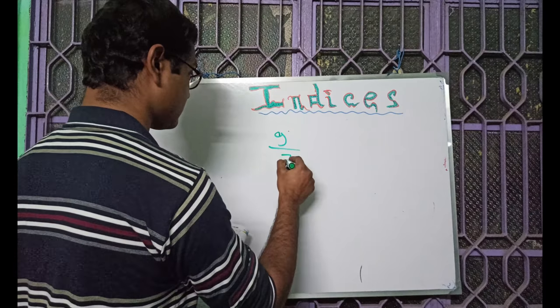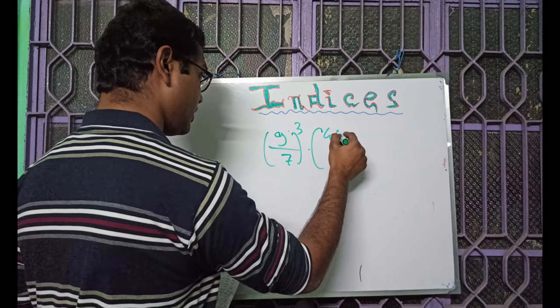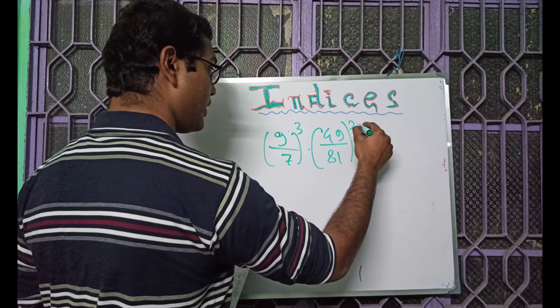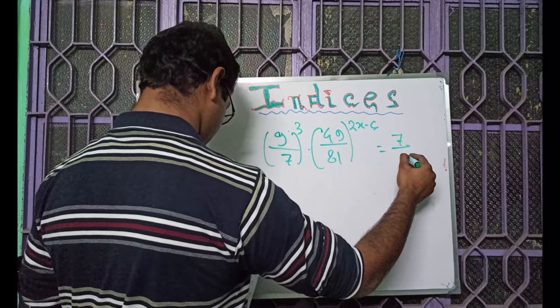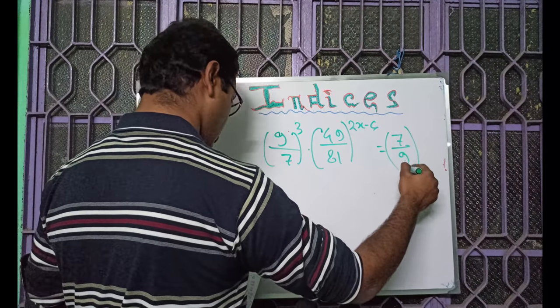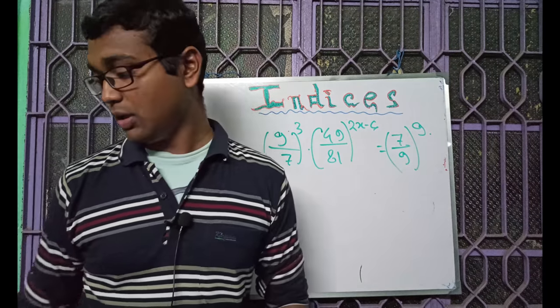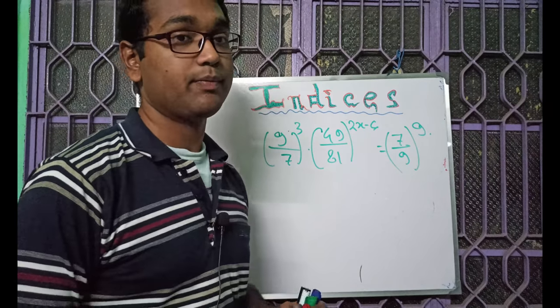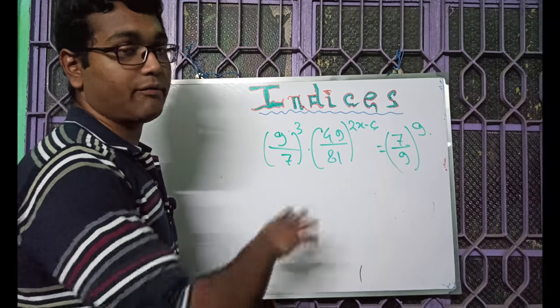9 by 7 whole cube into 49 by 81 to the power 2x minus 6. This one equals to 7 by 9 whole to the power 9. Okay. This is not a tricky one, rather a very simple one. I think that if you guys have understood what we have to do, you have figured it out.